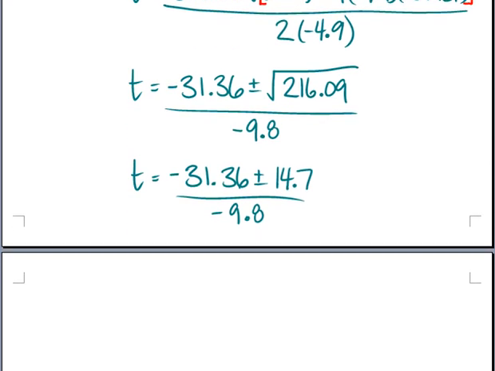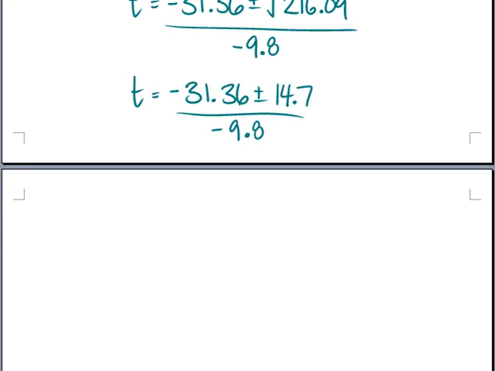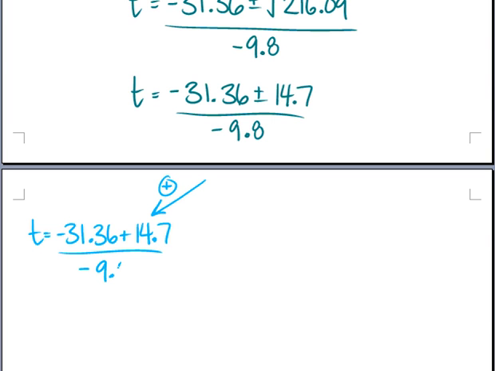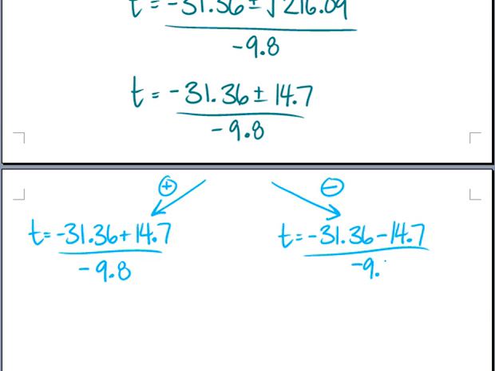Now, it's not an uncertainty. What this is actually telling us to do is on one hand to do an addition. So it's saying, please, to solve for t, take negative 31.36, add 14.7, and then divide by negative 9.8. And then it's saying, hey, on the other hand, go and do a subtraction. It's kind of weird. We're going to get two answers. Negative 31.36 minus 14.7, all divided by negative 9.8.